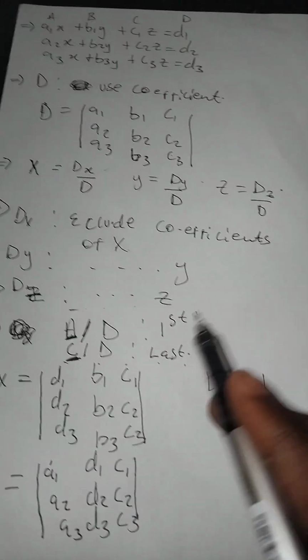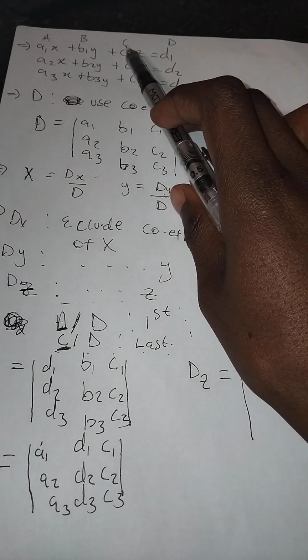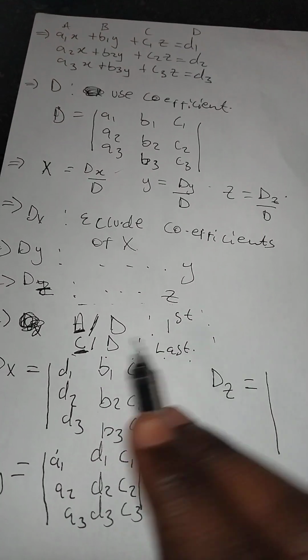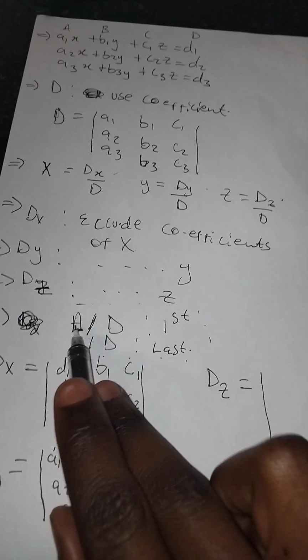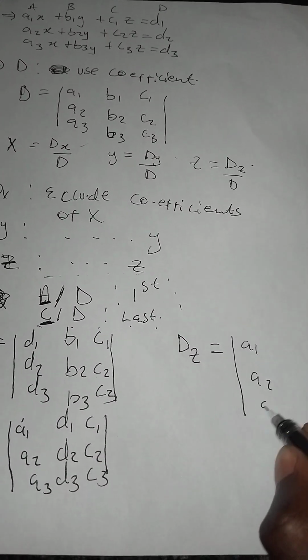So for dz, we are going to exclude the coefficients of z. So that basically means that we are fighting with c now. Okay, so if we are fighting with c, the first rule says a or d first. That means a has to be the first one. So we have a1, a2, a3, just like that.